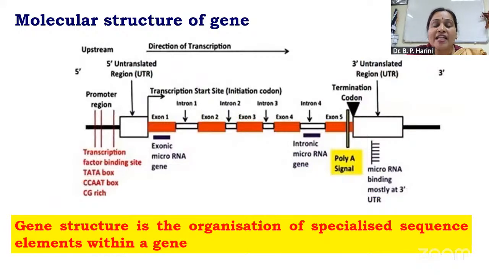So the gene has a fine structure, right from the promoter region to the terminator region, and it reads from 5' to 3' end. In between, it constitutes a lot of information, like the promoter region, which consists of the transcription factor binding site like the TATA box, followed by the UTR region. Then comes the transcription start site, and then it is interspersed with exons and introns, and it ultimately ends with the downstream region at the 3' end. So gene structure is the organization of specialized sequence elements within a gene.